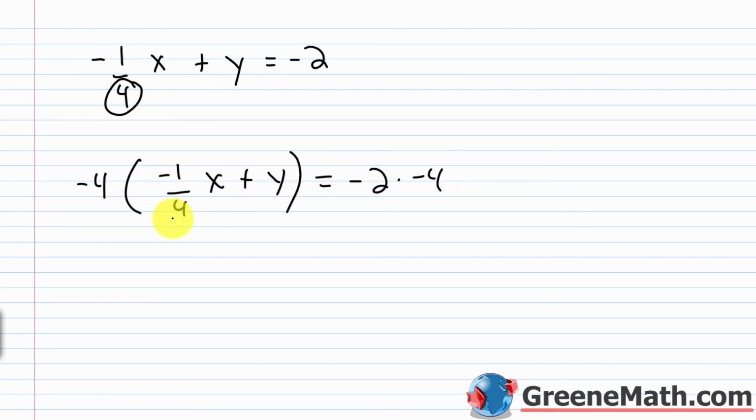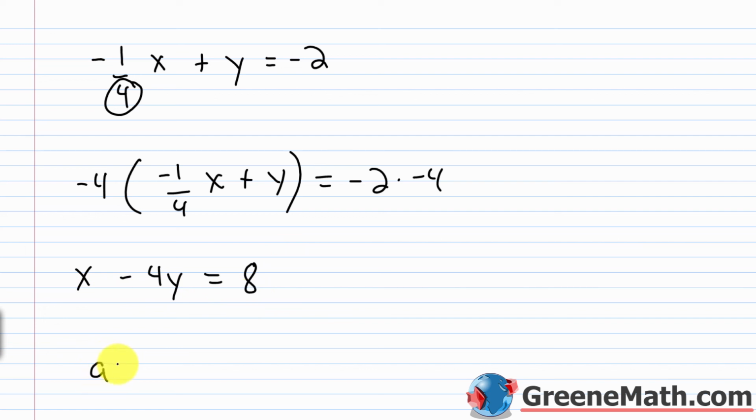And so negative 4 times negative 1/4, the negatives would cancel, and 4 over 4 is 1, so I'd basically just have x. And then plus, I have negative 4 times y, that's plus negative 4y, or I can just write minus 4y. And this equals negative 2 times negative 4, which is positive 8. So I have x minus 4y equals 8, and I've fit the definition of standard form.